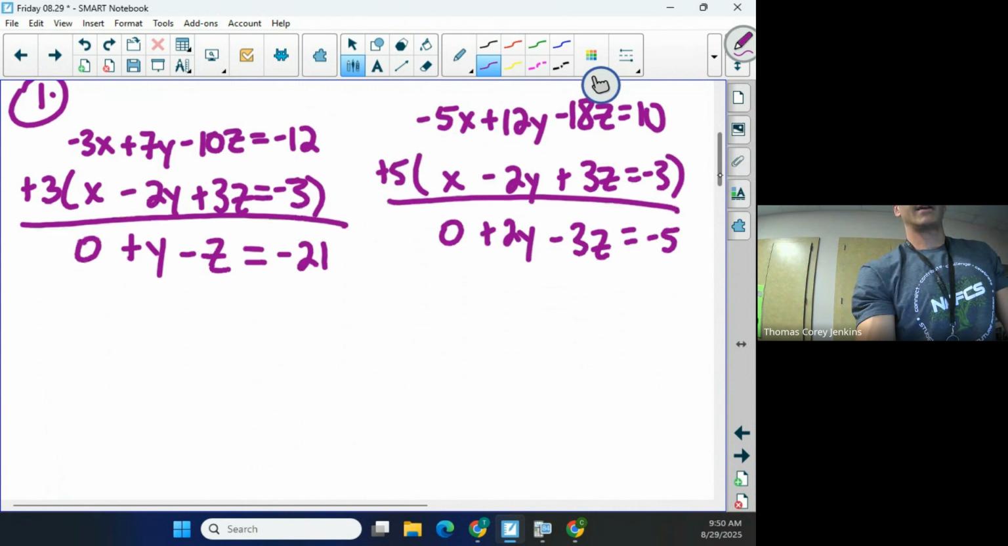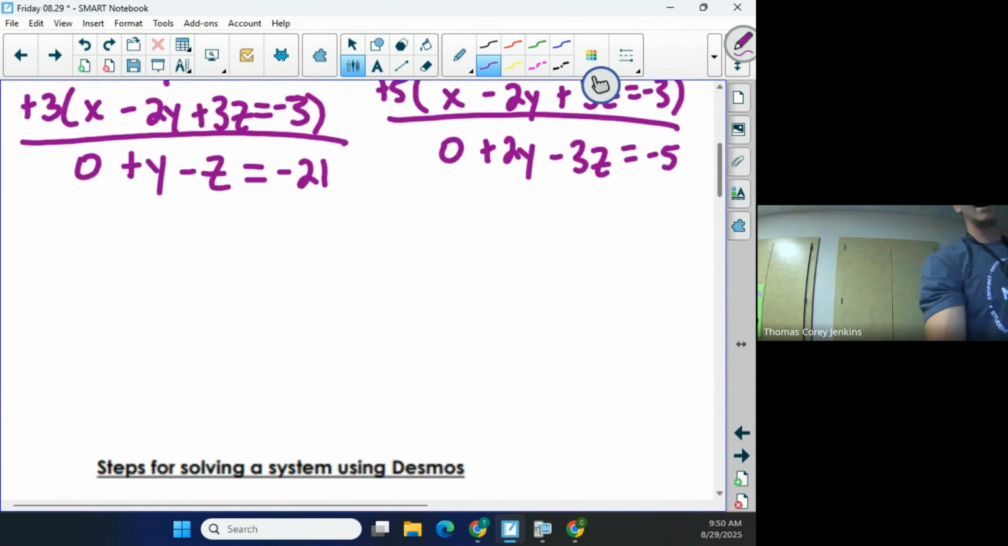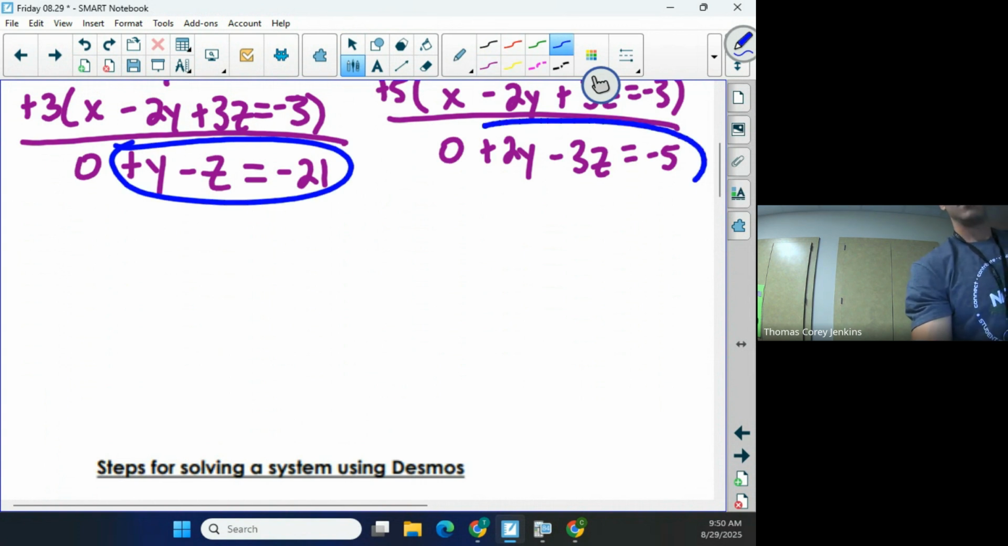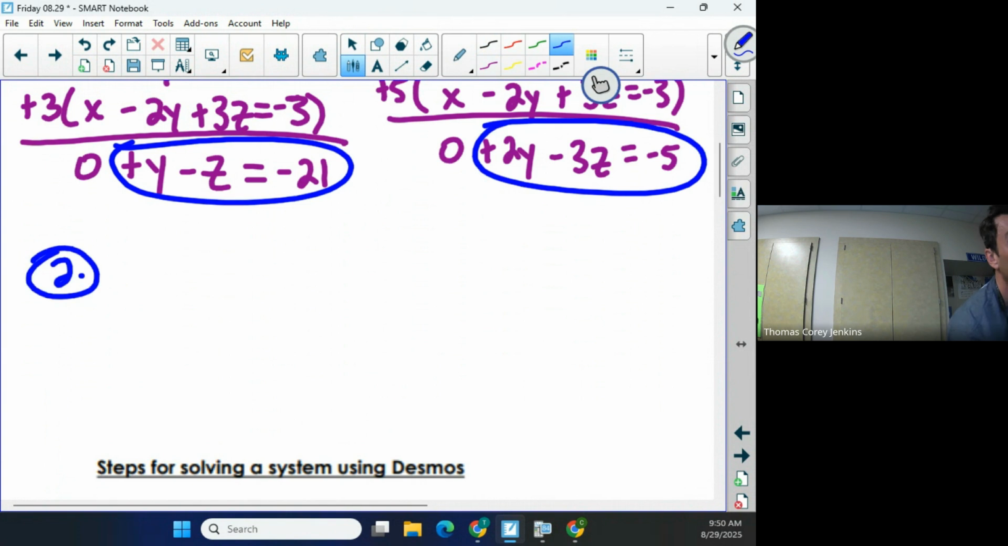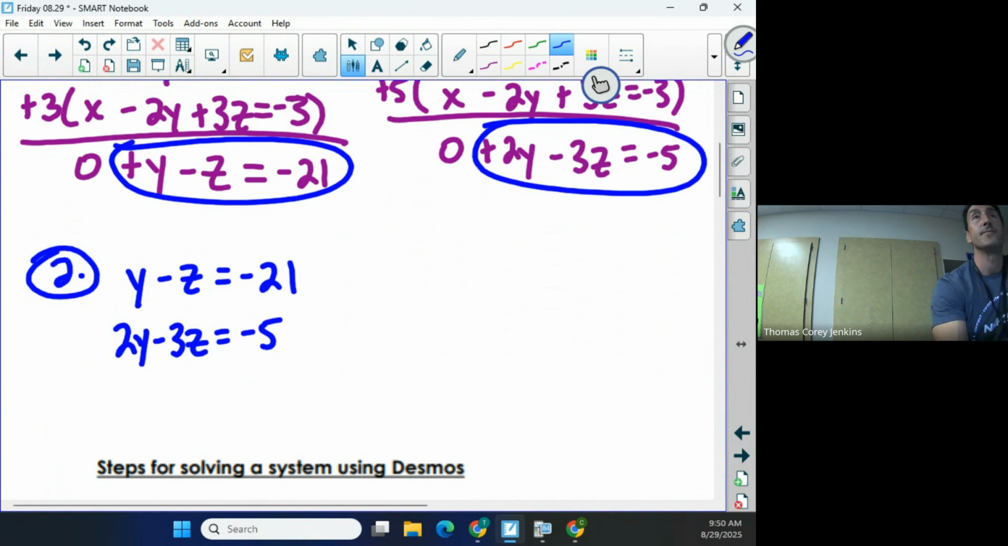Okay, so now basically I've whittled it down to where I have two variable equations, which now we're more familiar with. So then we go into phase 2, which would be solve for y and z. So I have my y minus z equals -21 equation. I have my 2y minus 3z equals -5 equation.